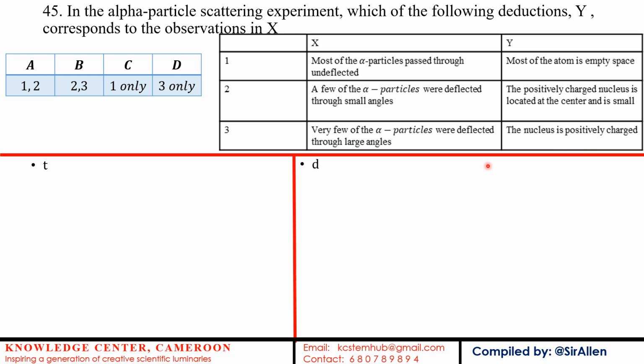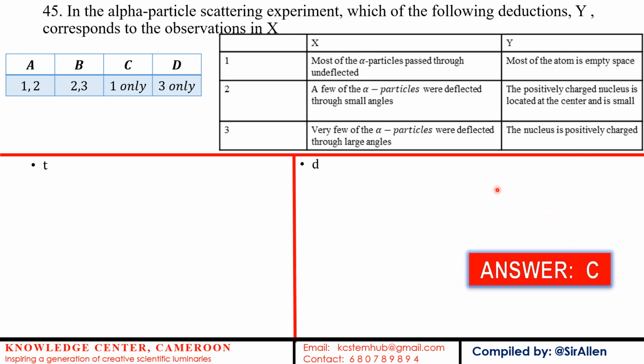All right, so very large angles tell you that it's positively charged, and then very dense. Okay, because the alpha particles themselves are very massive, so if they are hitting an obstacle and getting deviated through large angles, that obstacle has to be very massive itself. So the nucleus is small and massive, so it talks about the density. Correct deduction there. So our answer there is C, one only.